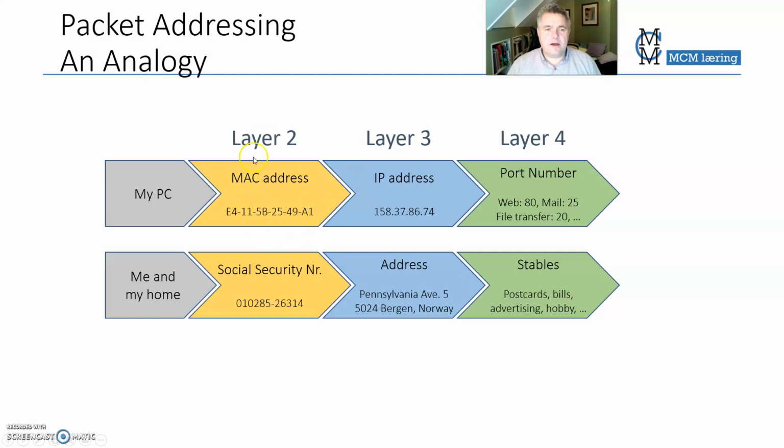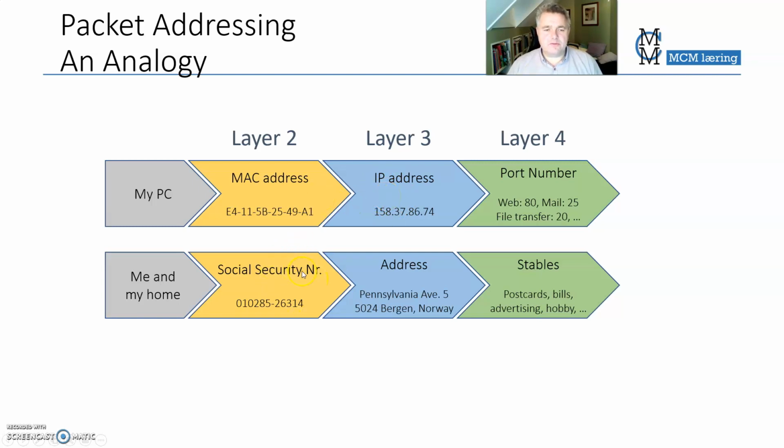MAC addresses are unique to the computer, and it will follow the computer wherever the computer is. So if I have my computer at home, it will have the same MAC address as when I go to work and connect to the network there. The IP address, however, is an address that points to where the device is. So I will have one IP address when I'm at home. When I take my computer with me and go to work, I will have a different IP address showing that I'm now at work and not at home anymore.